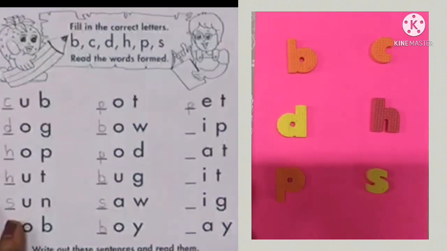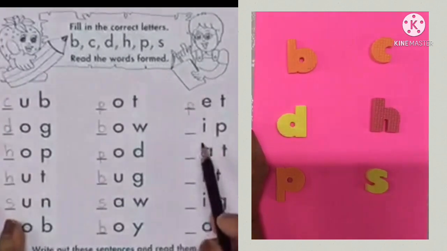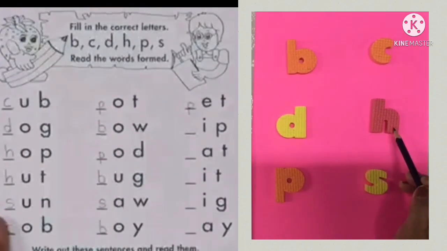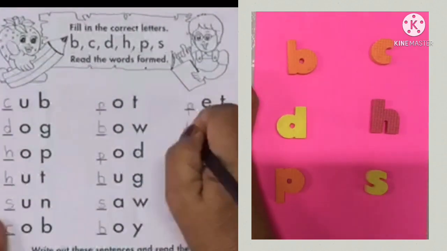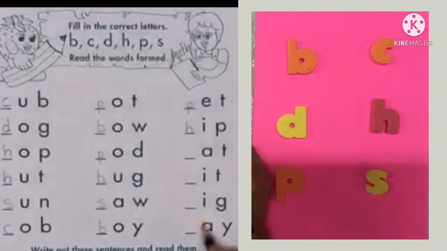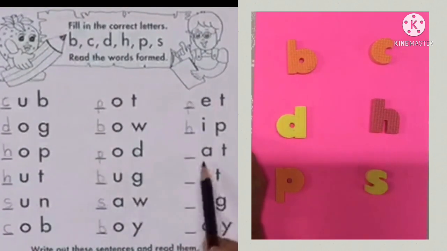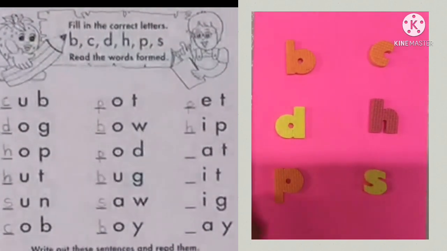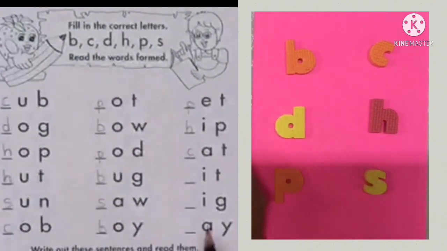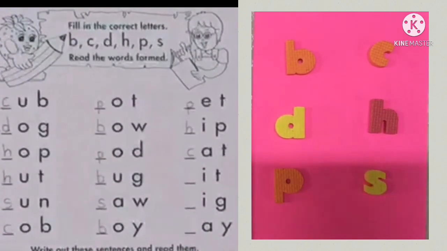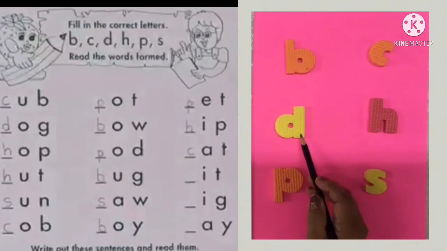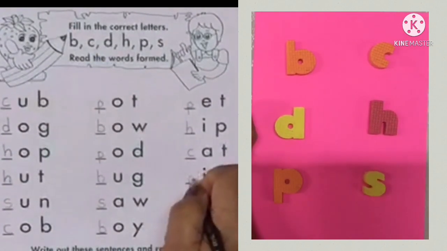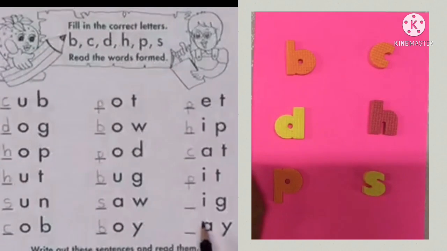The next word is hip. Is this H? No. Is this H? Yes. And what letter is this? H. The next word is cat. Is this K? Yes. And what letter is this? C. Alright. The next word is pit. Is this P? No. Is this P? Yes. And what letter is this? P. The next word is dig.